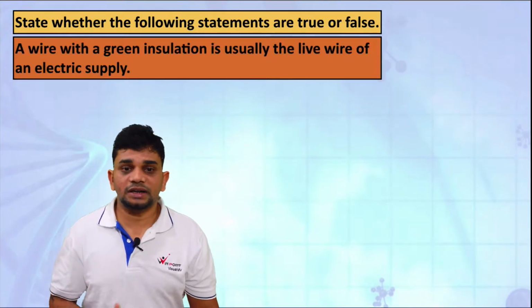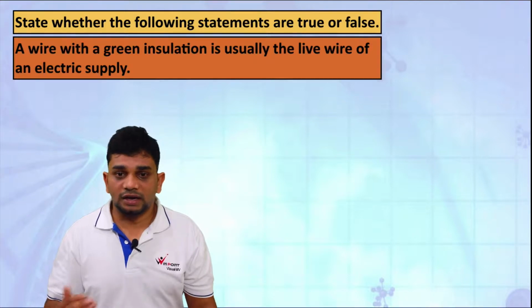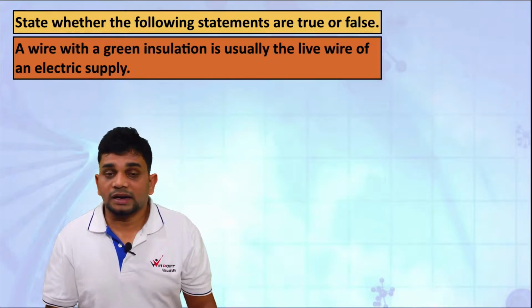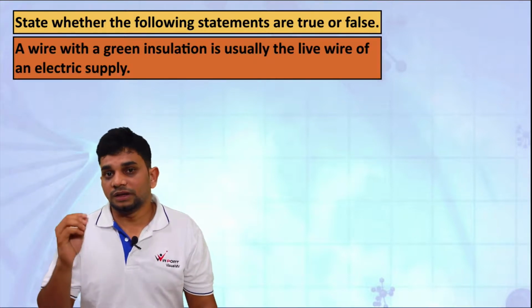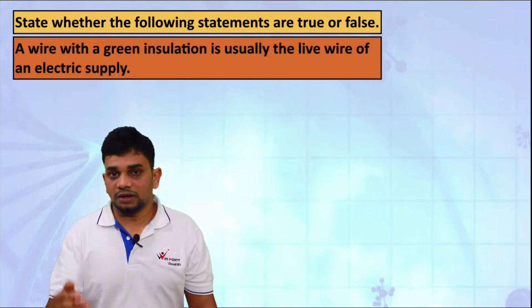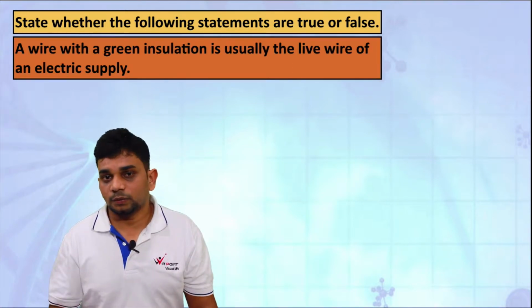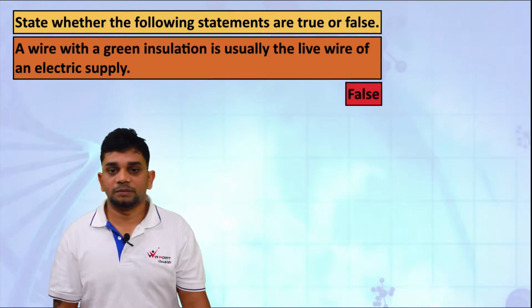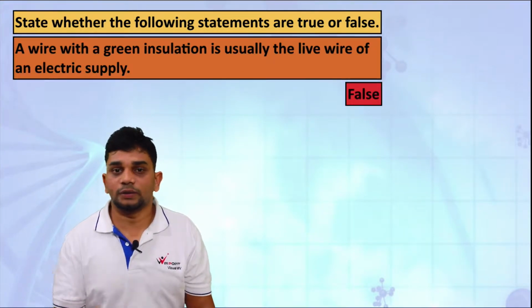The wire with a green insulation is usually the live wire of an electric supply. Green wire is earth wire, red wire is live wire, black wire is neutral wire. So it's a false statement. Green wire is earth wire, not live wire.